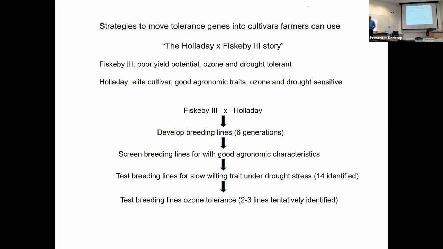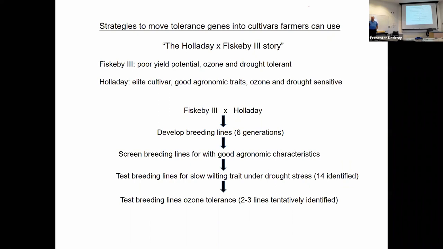So out of potentially hundreds of breeding lines, probably dozens, maybe still a couple of hundred lines, he's been able to identify 14 lines that came out of this cross that show the slow wilting trait down at the Sand Hills Research Station.